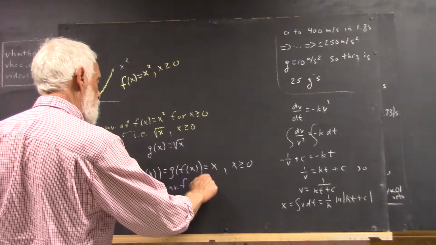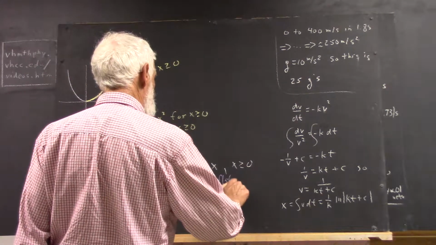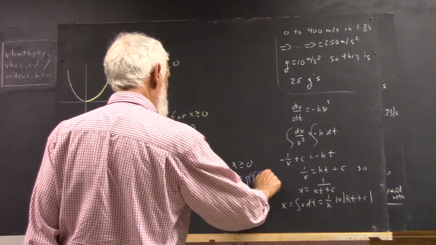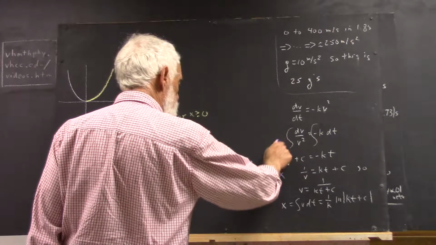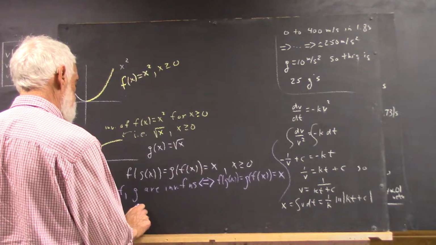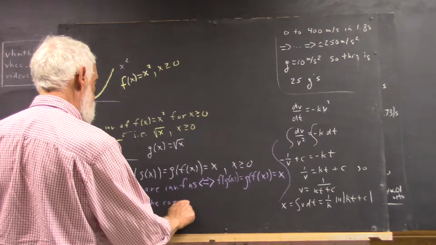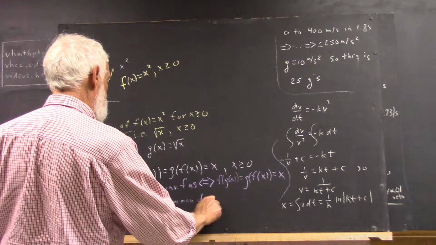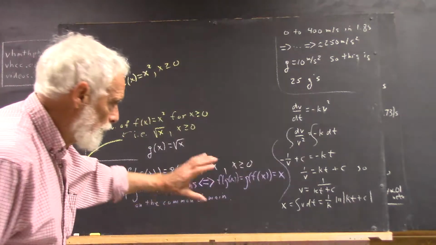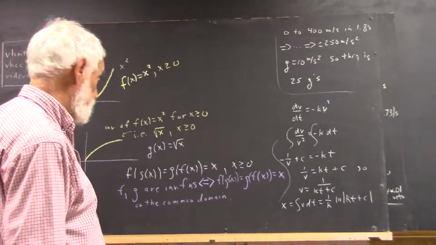So the condition of an inverse function, to say f and g are inverse functions, is to say that f of g of x equals g of f of x, which equals x, on the common domain. Now there's actually more I should say there, but I don't want to confuse the issue with this. So just take this as saying you've got to be careful about the domain.